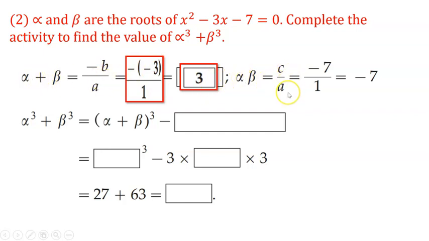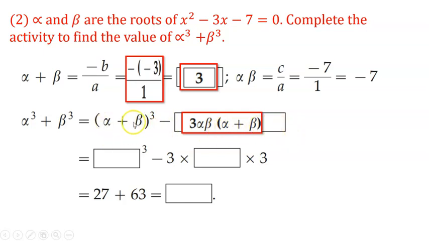Alpha into beta is c upon a. The value of c is -7, the value of a is 1, so alpha into beta is equal to -7. Alpha cube plus beta cube is equal to (alpha plus beta) whole cube minus 3 alpha into beta in bracket alpha plus beta.